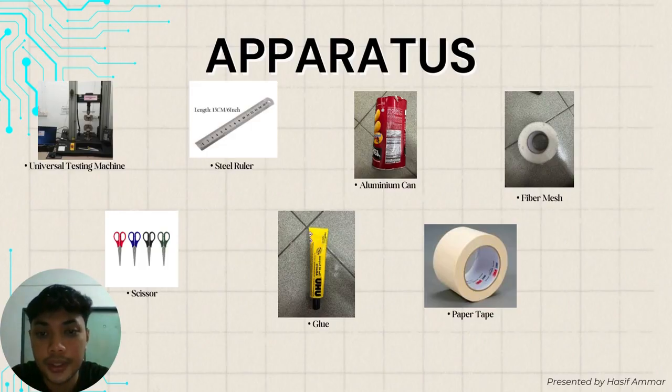Next, after we discussed with our group members, we decided to use this material for our project. And the apparatus is: first, universal testing machine; second, steel ruler; third, aluminum can; fourth, fiber mesh; fifth, scissors; sixth, glue; and seventh, paper tape.